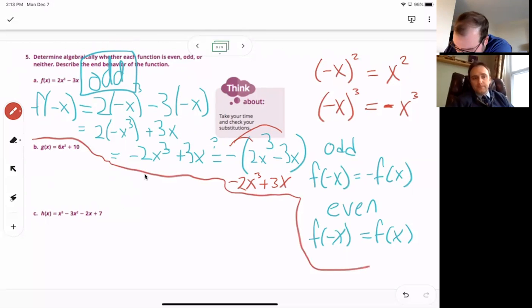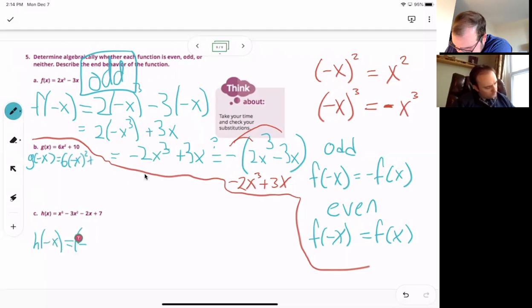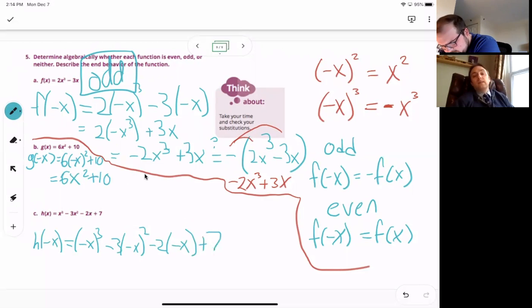All right, so for the second one, we've got 6x squared plus 10. I'm going to try plugging negative x in, so g of negative x. And we get 6 times negative x squared, and then plus 10, no x to plug in there. We know negative x squared is the same thing as x squared, so I'm going to write this as 6x squared plus 10. And by golly, Mr. Butterworth, that looks like the same thing. That must be even.